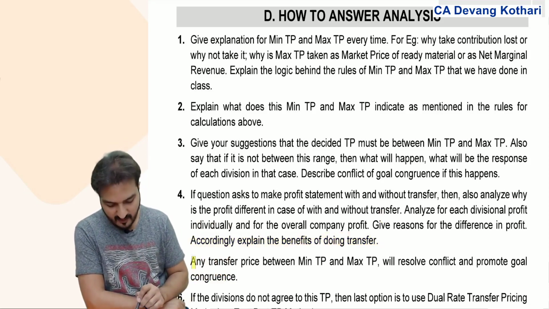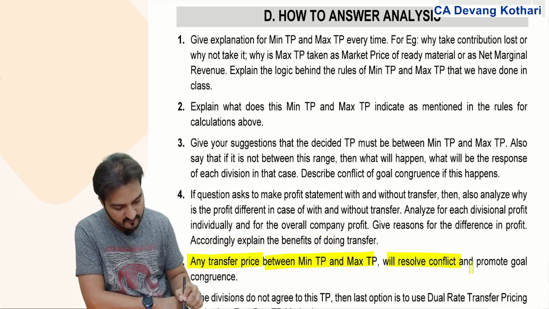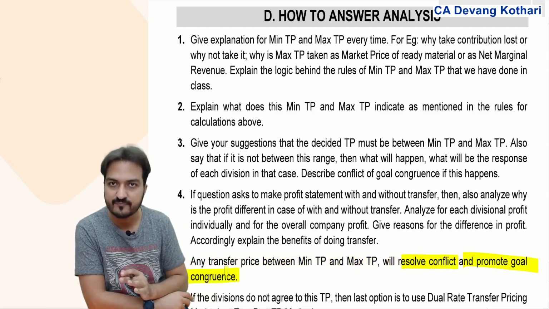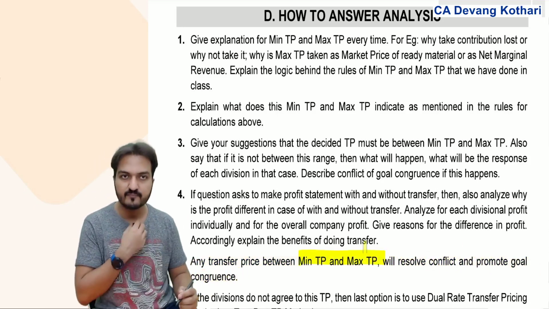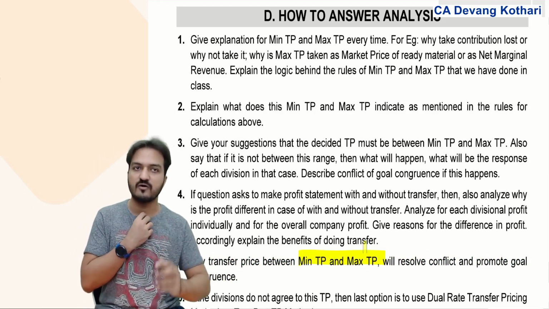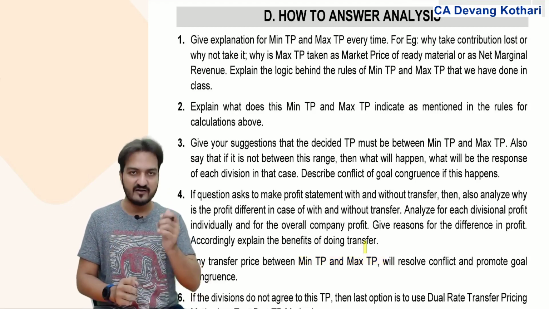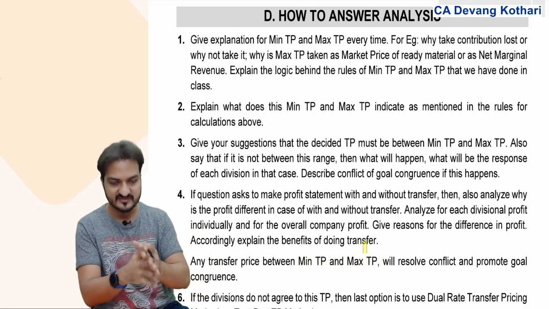Further, any transfer price between minimum and maximum TP will resolve such conflict and promote goal congruence. This will be your conclusion in every answer. If the transfer price is decided between minimum and maximum TP, it will mostly resolve the conflict and it will promote goal congruence. Goal congruence means that divisional decisions and company decisions will come same.